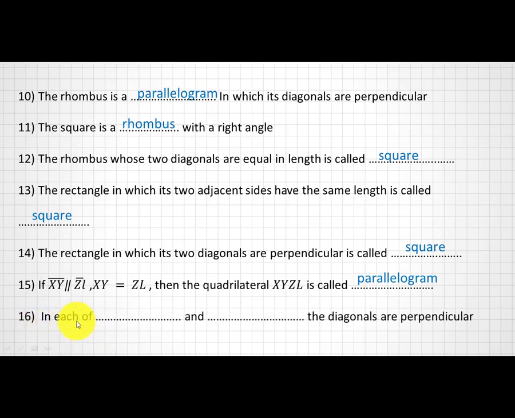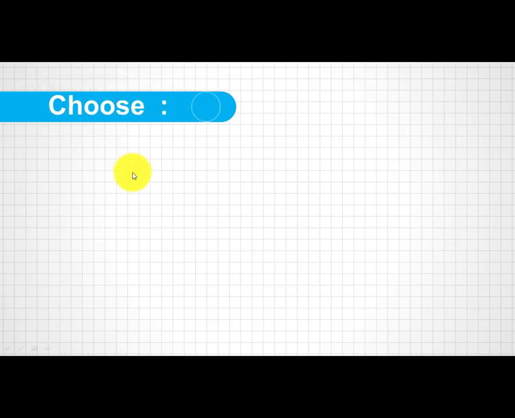Number 16, in each of what and what the diagonals are perpendicular. Diagonals of what are perpendicular? Yes, square and rhombus. And now choose page number 53 classwork.